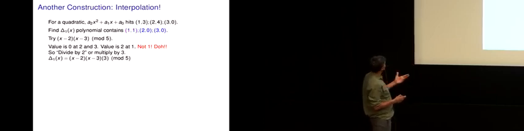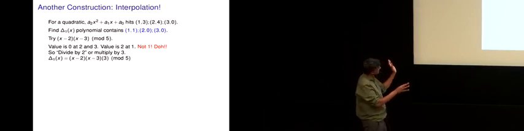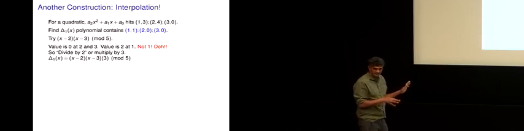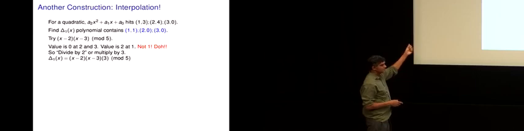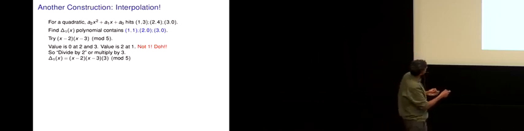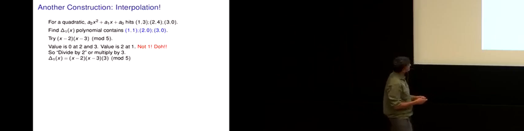I'm an old person. So divide by 2. But there's no such thing as dividing by 2. Mod 5, you multiply by the multiplicative inverse, which is 3. So that's delta 1. So now I built this polynomial that's 1 here, 0 here, and 0 here. Okay, so what should I do next?